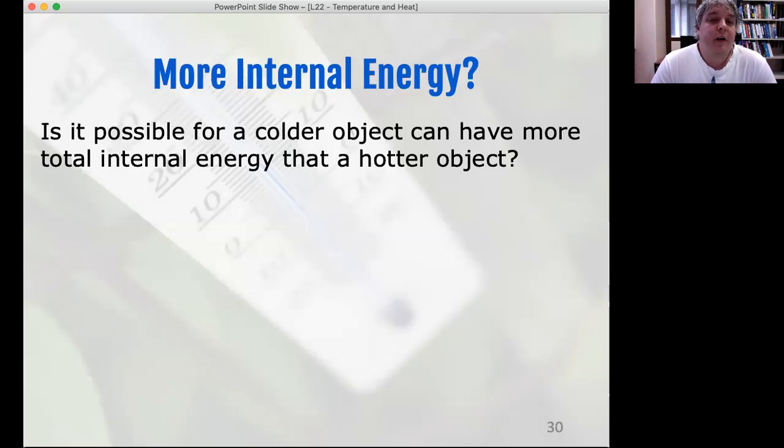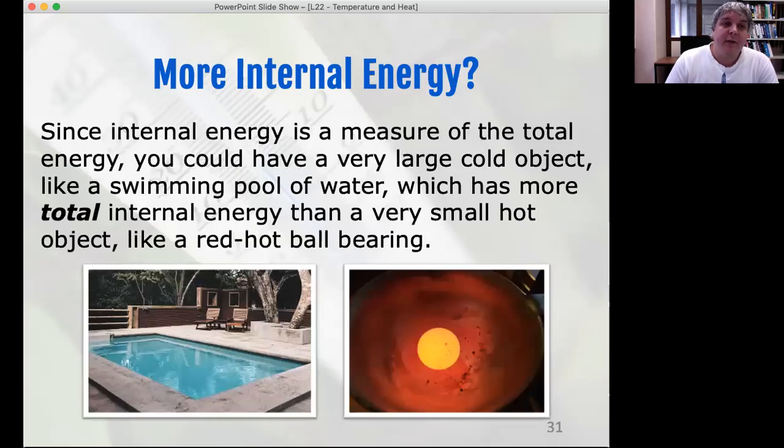Is it possible for a colder object to have more internal energy than a hotter object? Can a cold one have more internal energy than a hotter one? Absolutely. Remember that internal energy is a measure of the total energy to get something from 0 Kelvin all the way up to whatever temperature it is, whereas temperature is an average energy.